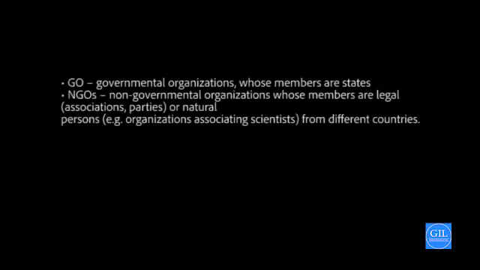International organizations are associations of either countries or other legal or natural persons from different countries established to carry out the tasks specified in the statute. We distinguish GOs and NGOs. GOs are governmental organizations whose members are states. NGOs are non-governmental organizations whose members are legal or natural persons from different countries. Those are associations, parties, and for natural persons, organizations associating scientists, for example.